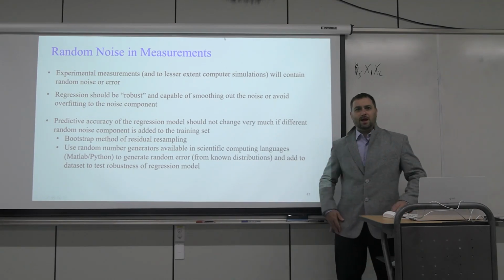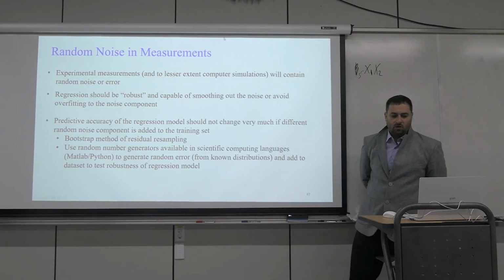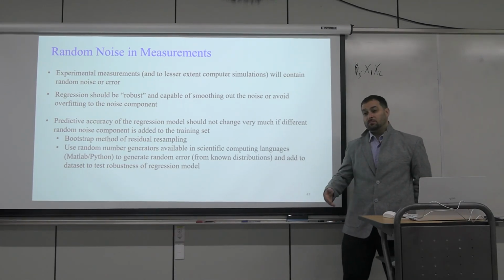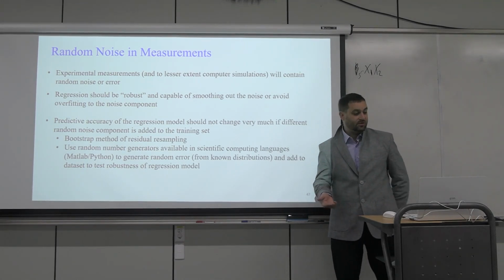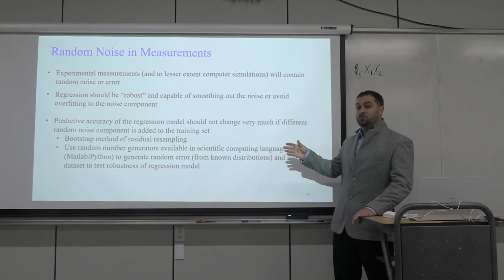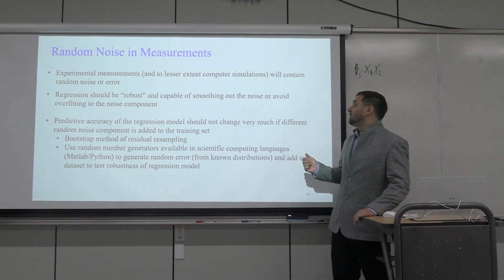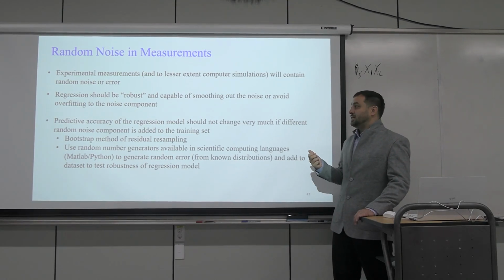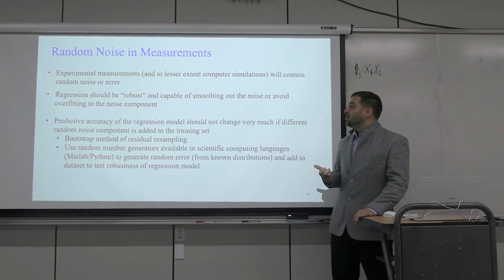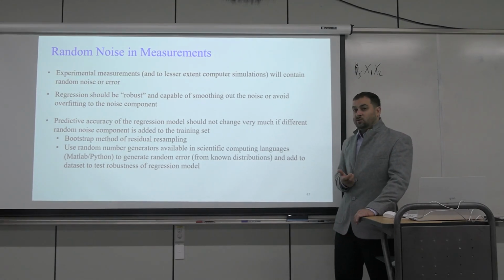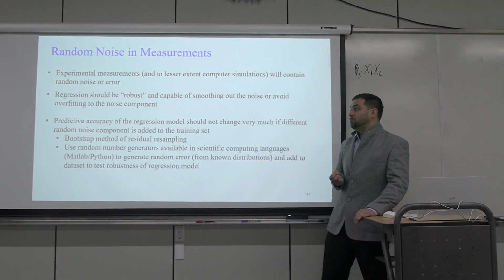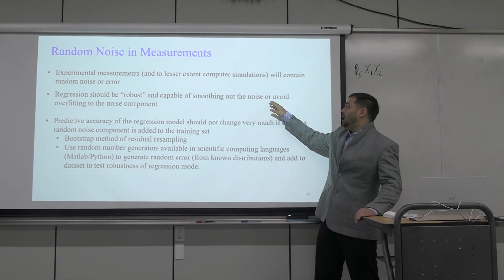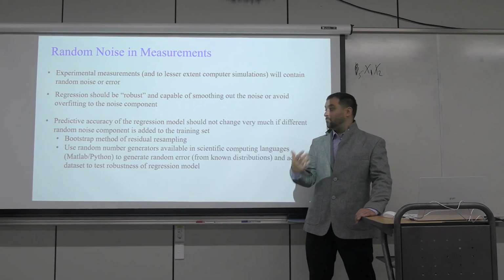Okay, so let's talk about randomness and random noise. Whenever we do a measurement, and these are both experimental measurements and computer simulations, so experimental measurements and, to a lesser extent, computer simulations, these measurements will always contain random noise or error. And so when we perform regression, the regression should be robust and capable of smoothing out the noise or avoid overfitting to the noise component.